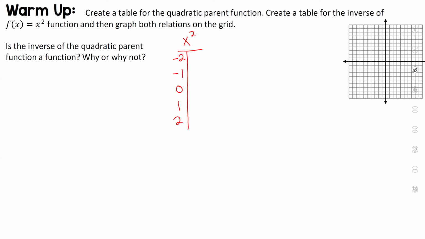What's -2 squared? 4. -1 squared? 1. 0 squared is 0, 1, 4. So I'm going to go ahead and graph the parent function. So -2, 4 is here. -1, 1, 0, 0, 1, 1, 2, 4. Okay, so this is the quadratic parent function.